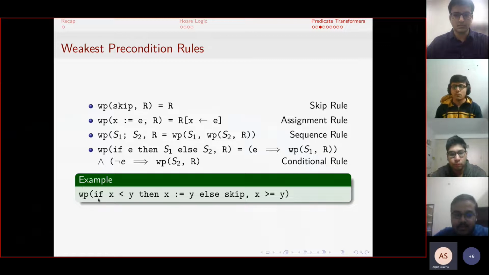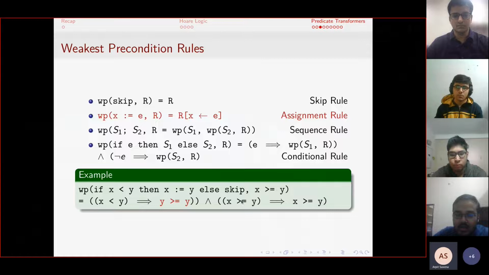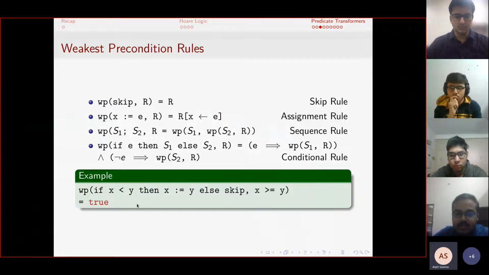The weakest precondition of if x < y then x := y else skip, for the postcondition x >= y. We first apply this conditional rule, from which we get this, and then we apply the rule for skip. Then we apply the rule for assignment, and then we simplify this equation. Saying that x >= y implies x >= y is a tautology, and similarly y >= y is also always true. So we're replacing this by true. An implication with the right-hand side true is also true. So basically this says that the weakest precondition is true, which means that the statement is always true.